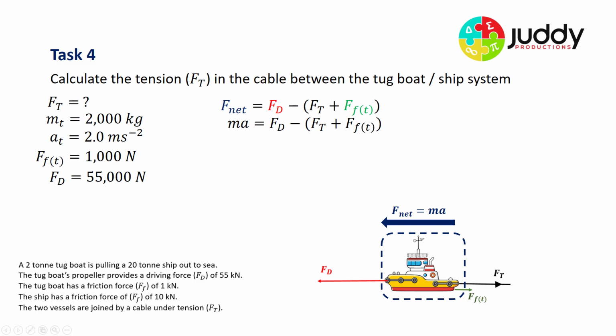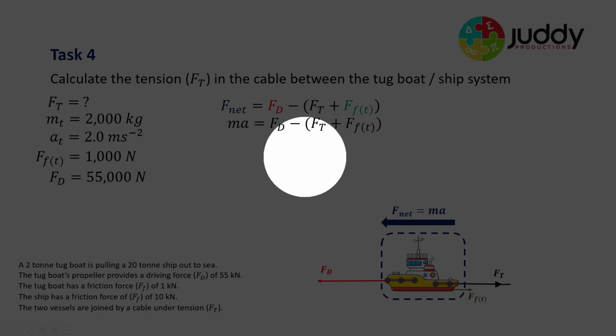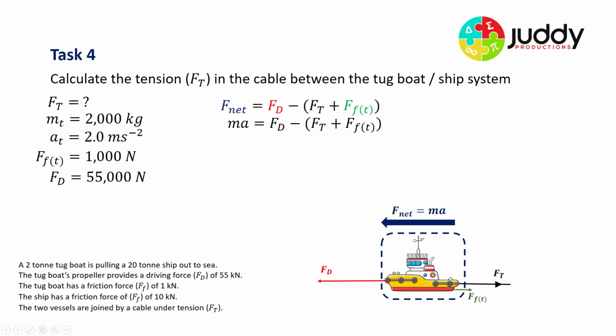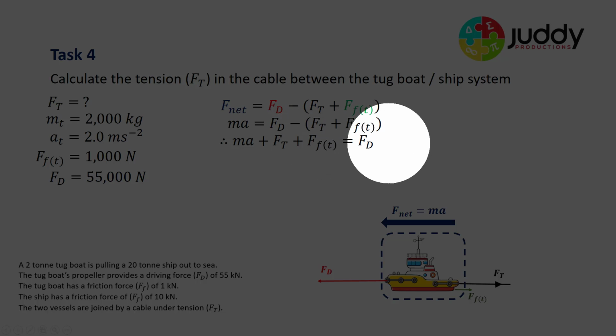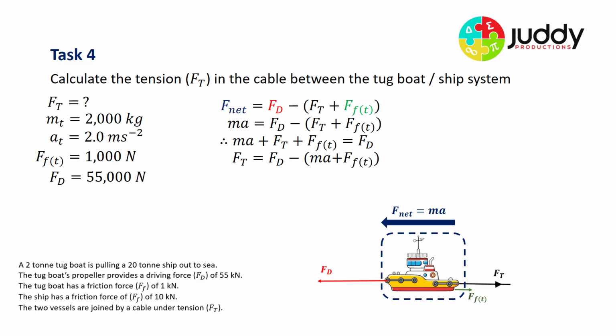Net force can be expressed as ma. Now we are trying to calculate Ft. At the moment it's being subtracted, so we'll add that across the left-hand side. We can do that now. And we're after Ft by itself. Let's subtract the ma and the frictional force to the right-hand side, which results in the force of the tension is equal to the driving force, take away the sum of ma plus the frictional force of the tugboat.